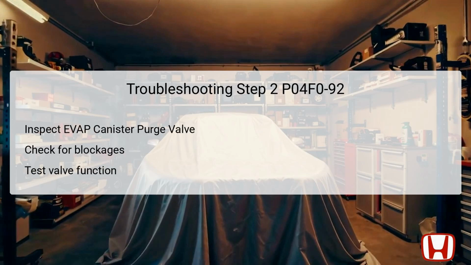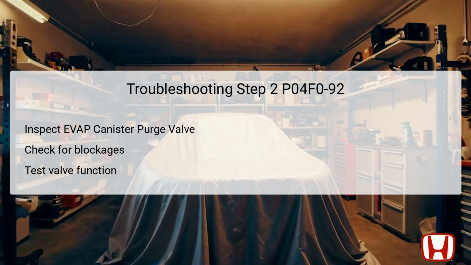The second step involves a thorough inspection of the EVAP canister purge valve. This component is essential for allowing vapor flow from the EVAP canister towards the intake manifold. Start by checking for any signs of blockage within the valve, and ensure that it is not stuck open or closed, which could impede normal function.